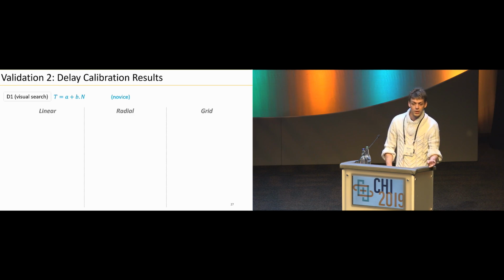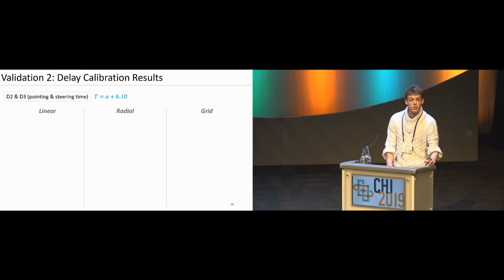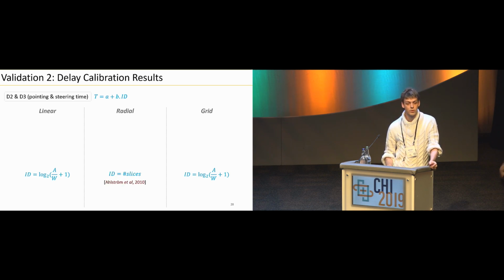So we first need to determine the delay parameters used by the model. For D1, because our participants were novices, they did not know the items, we considered the novice visual search time, which we indeed found linear with the number of items for the 3 layouts. For D2 and D3, we use the pointing and steering time based on the fixed task, linear with ID, the index of difficulty. So ID was the standard ID for linear and grid layout, and the number of slices for the radial layout according to previous work.